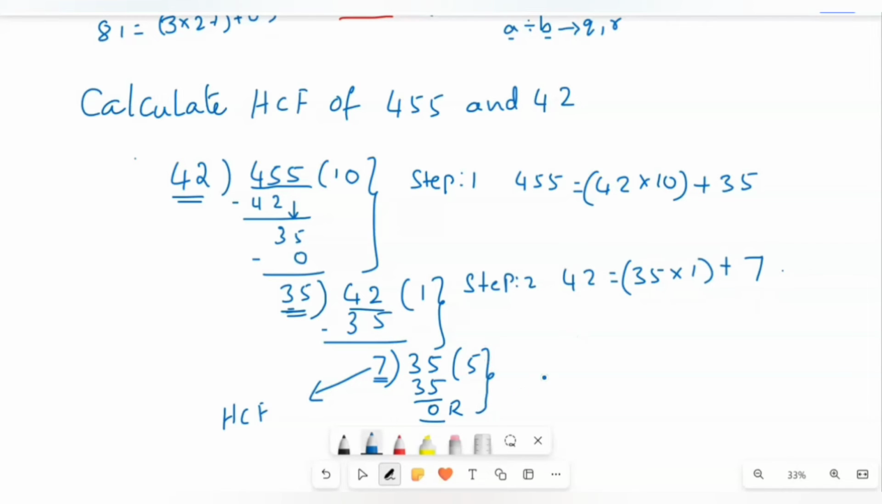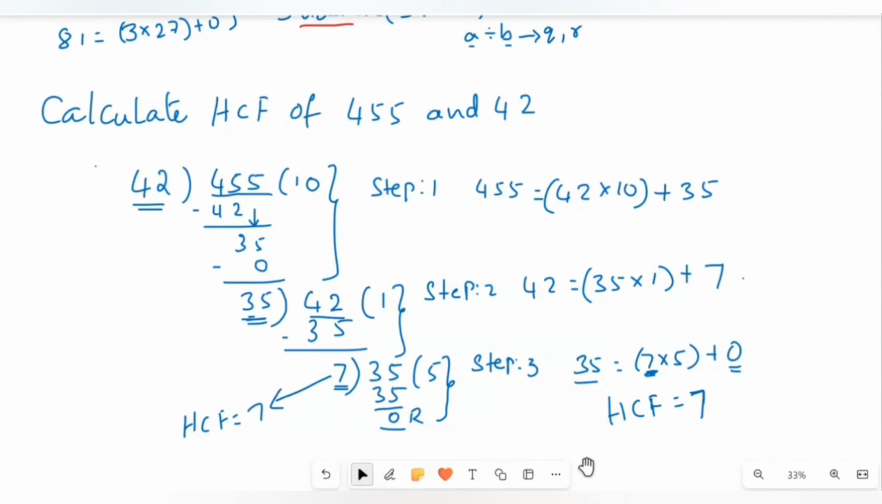You have one more step, the third step of division. In the third step, you have dividend as 35. 35 is equal to 7 times 5, divisor times quotient, plus remainder 0. So whenever you are getting 0 as remainder, the divisor is the HCF. So HCF is equal to 7. This is the HCF. HCF is 7.